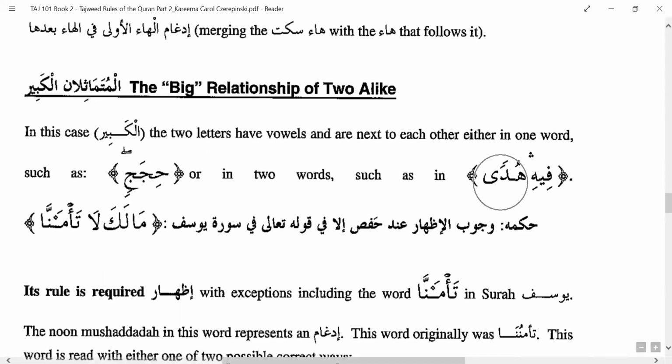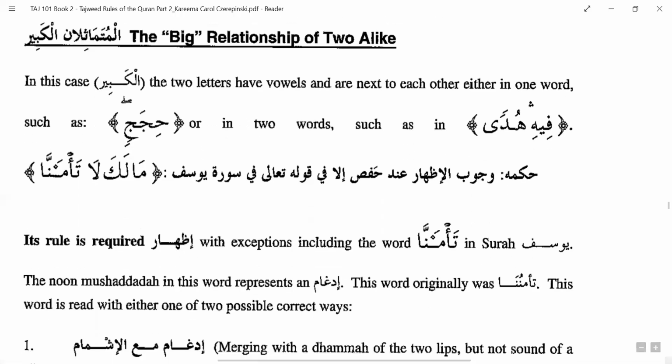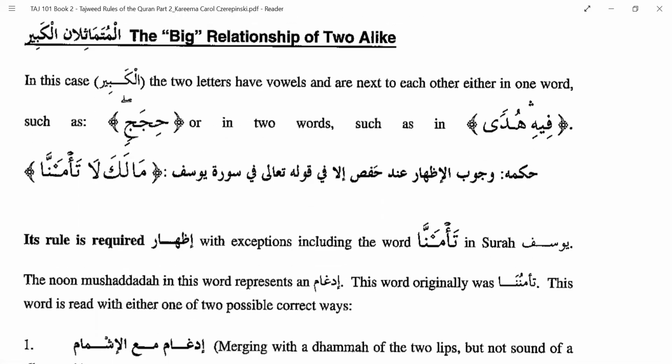And then over here, fihi hudan. This is in two separate words. Fihi is a separate word, hudan is a separate word. Now, what is the ruling? The ruling is you have to do izhar, with exceptions in the word ta'manuna, ta'manna. This is in Surah Yusuf. Here there is a separate ruling which is coming under exceptions. We are going to see this when we reach there.